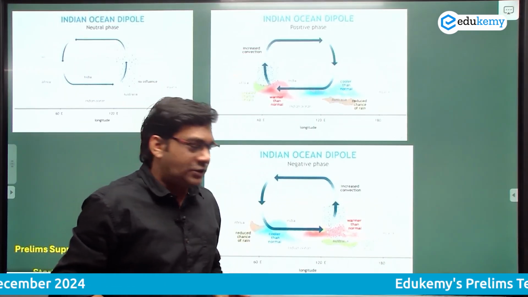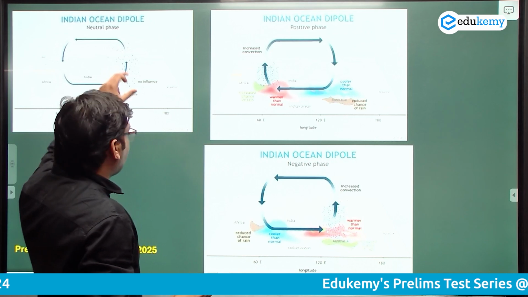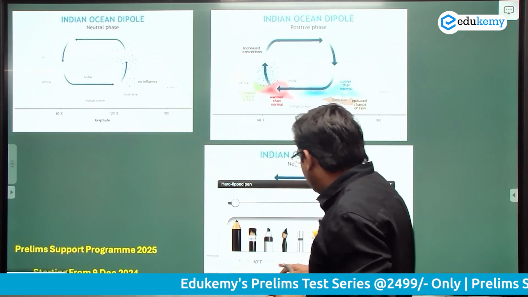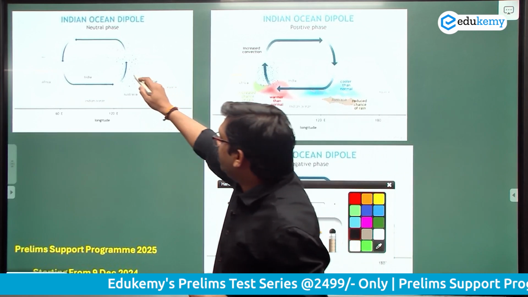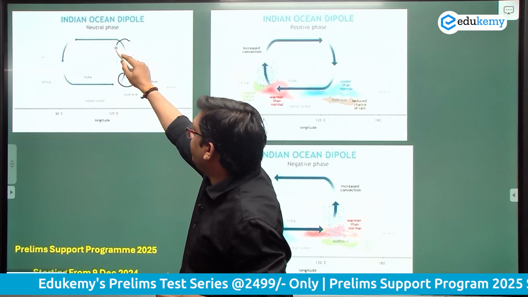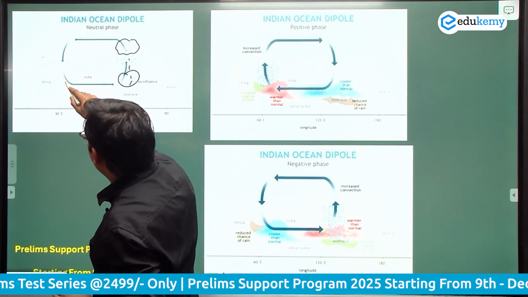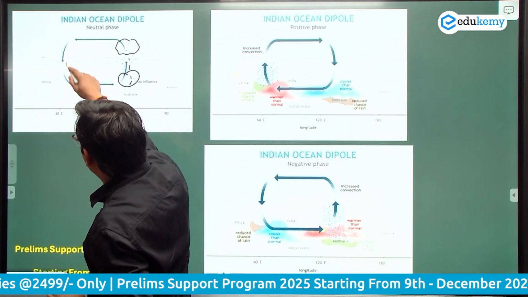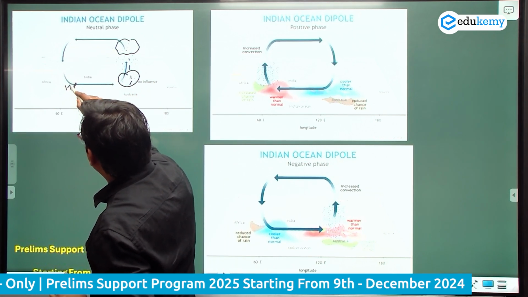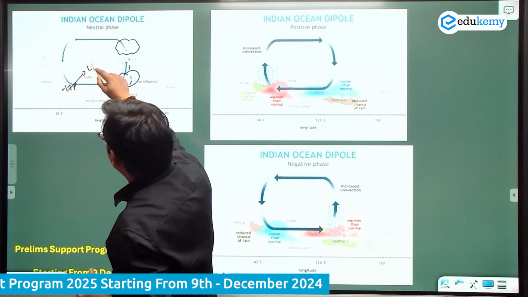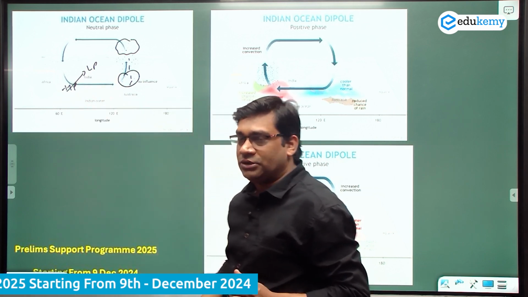देयर आर थ्री इंपॉर्टेंट फेज ऑफ इंडियन ओशन डाइपोल. वन इज कॉल्ड न्यूट्रल फेज. न्यूट्रल फेज में क्या होता है, वार्म वाटर इज मोर एक्यूमुलेटेड here near Indonesia, result in the formation of cloud, और यहाँ पर रेनफॉल होगा, and this is the sinking of the air that creates a high pressure. So आपको पता है मस्क्रीन हाई प्रेशर एंड इंडियन लो प्रेशर दोनों कनेक्शन से इंडियन मानसून अच्छा होता है.